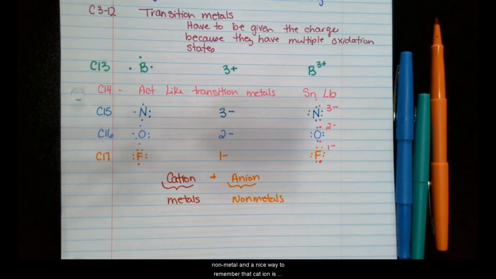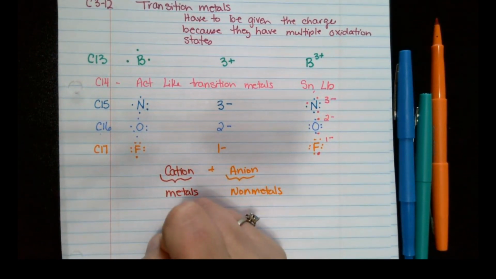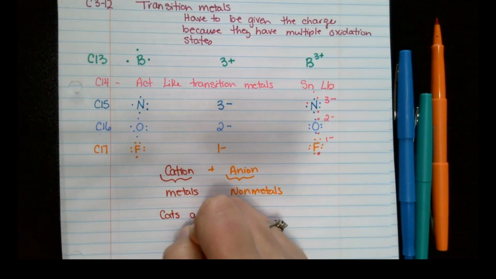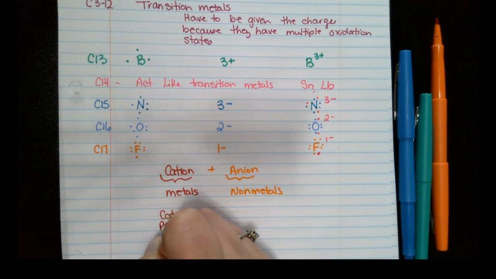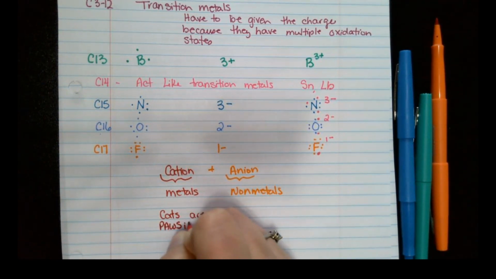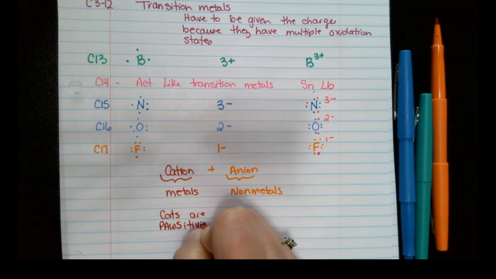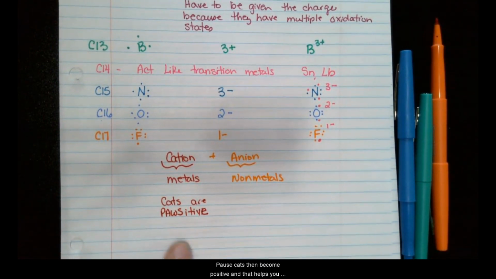And a nice way to remember that cation is positive because your metals are positive is that cats are positive. Because if you remember, cats have paws, cats then become positive, and that helps you remember the difference between cations and anions.